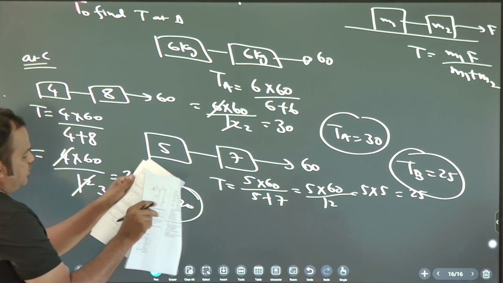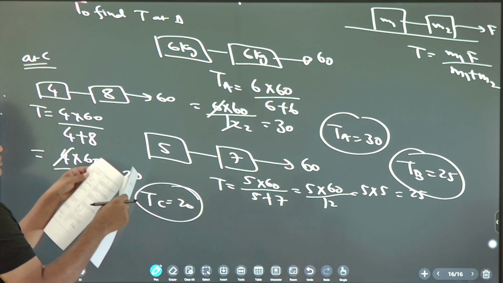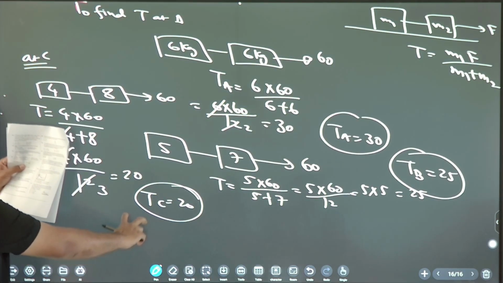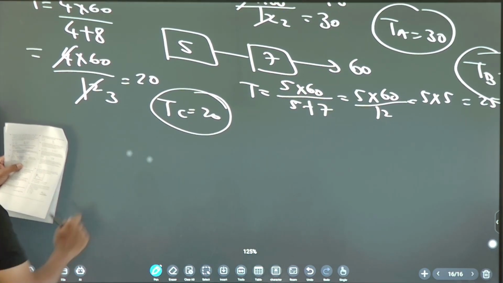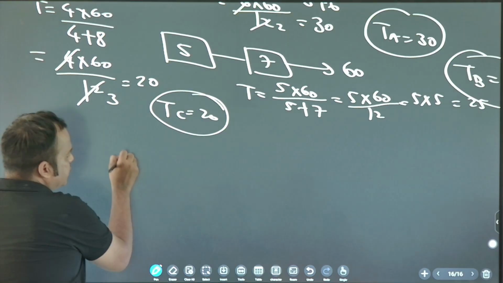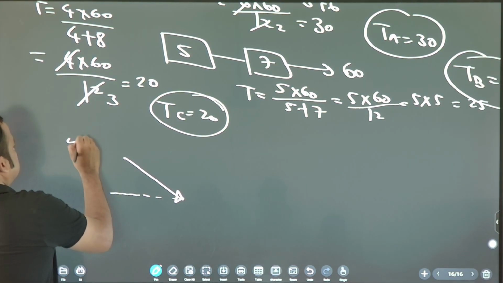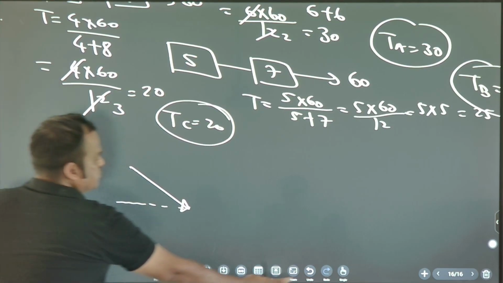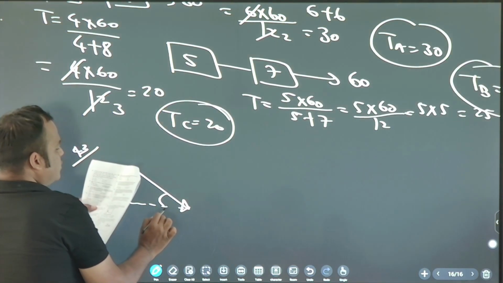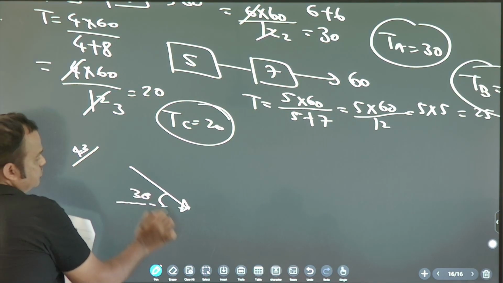Any more question? Tell me. 43. Okay, the surface is smooth. So take the horizontal component. This is the force. So with the horizontal, what angle is it making? 30 degrees.